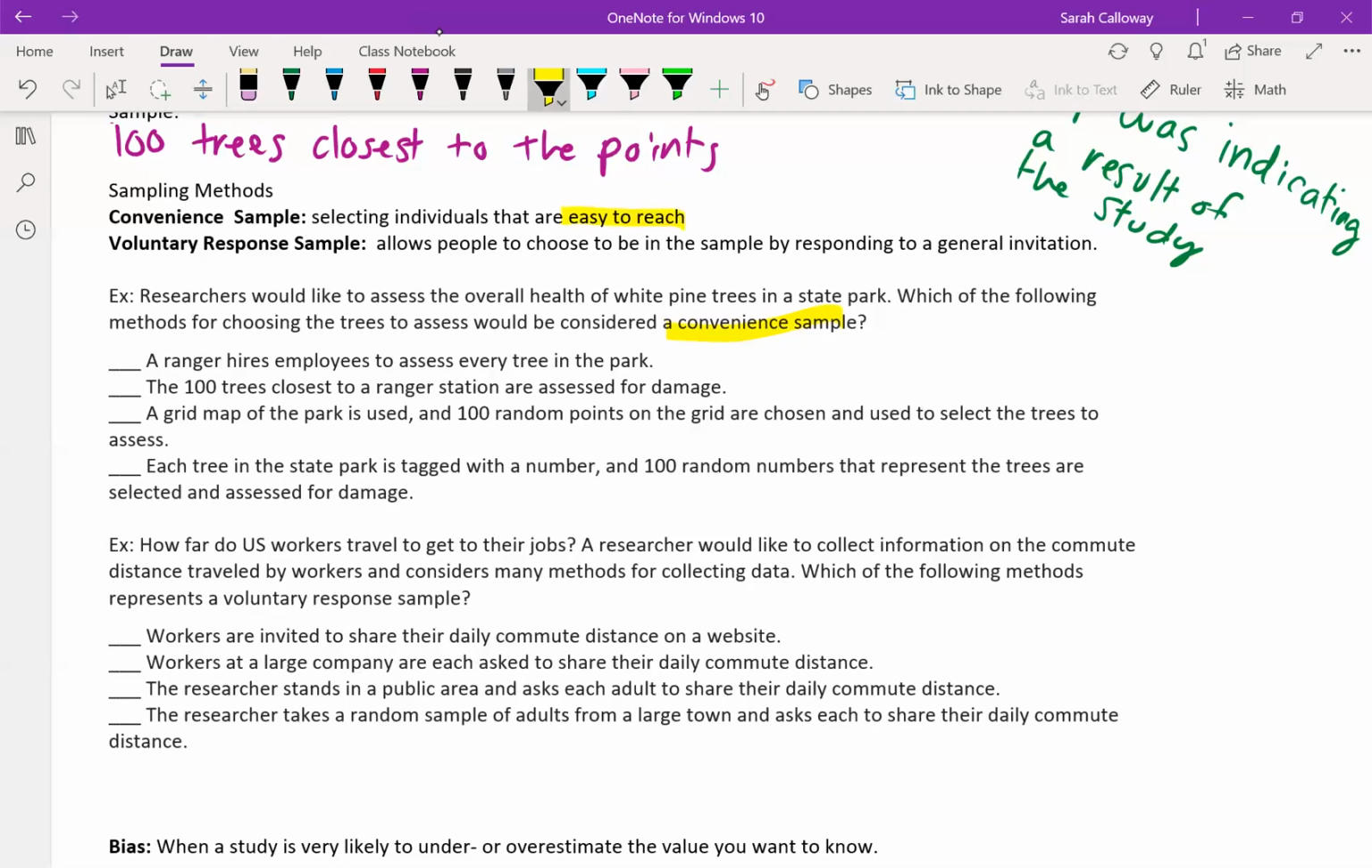Then the 100 trees closest to the ranger station, if I'm the ranger, that's convenient, right? So this is likely going to be the answer. Let's look at the others.